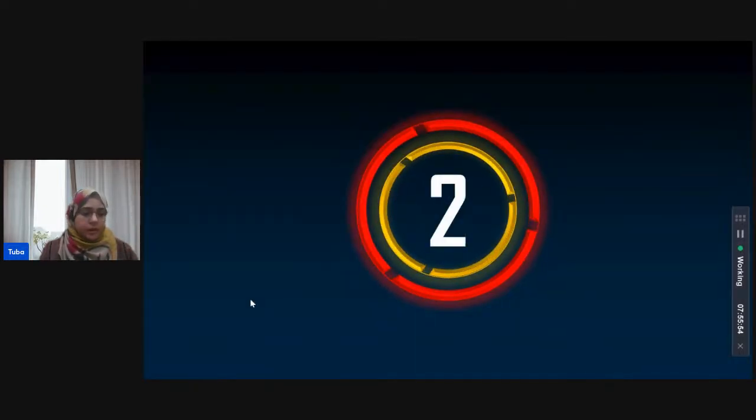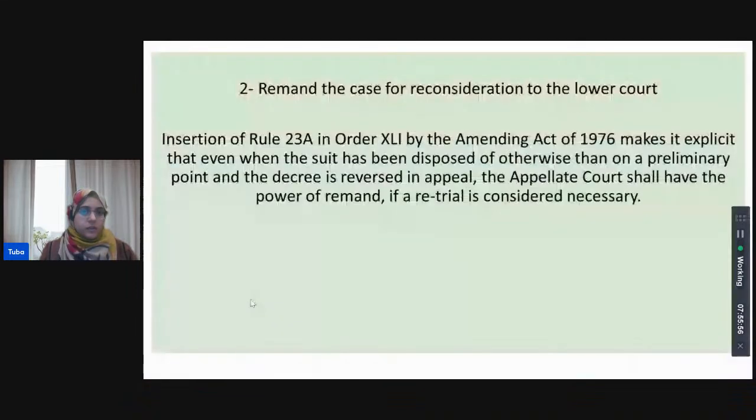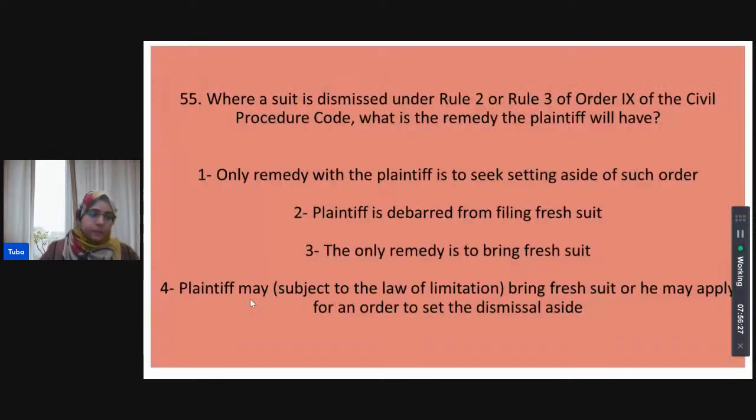All right, remanding is what Shaktija thinks is the correct answer. That is correct. Excellent work. I told you the 1976 Act changed quite a few things. It also inserted Rule 23A in Order XLI, and it made it explicit that even where the suit has been disposed of otherwise than on a preliminary point, and of course also including on a preliminary point, the appellate court shall have the power of remand if a retrial is considered necessary. So, remand the case for reconsideration to the lower court is the correct answer.